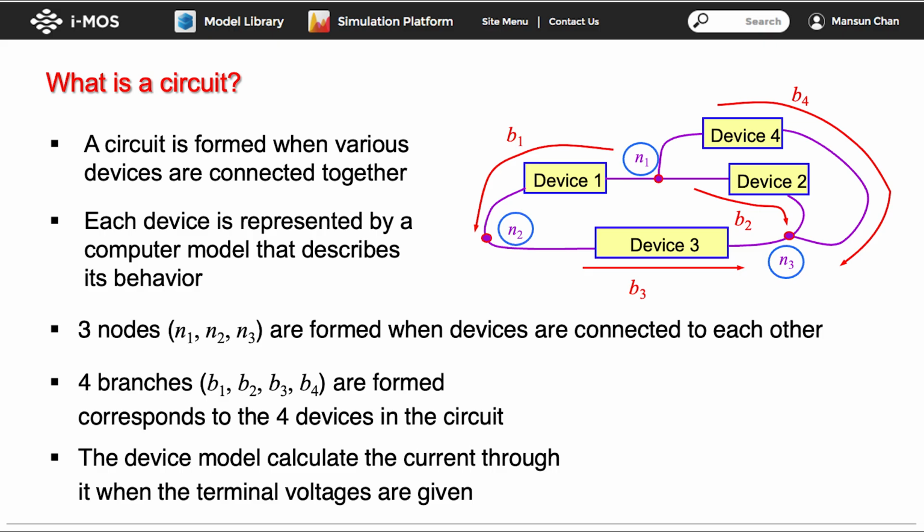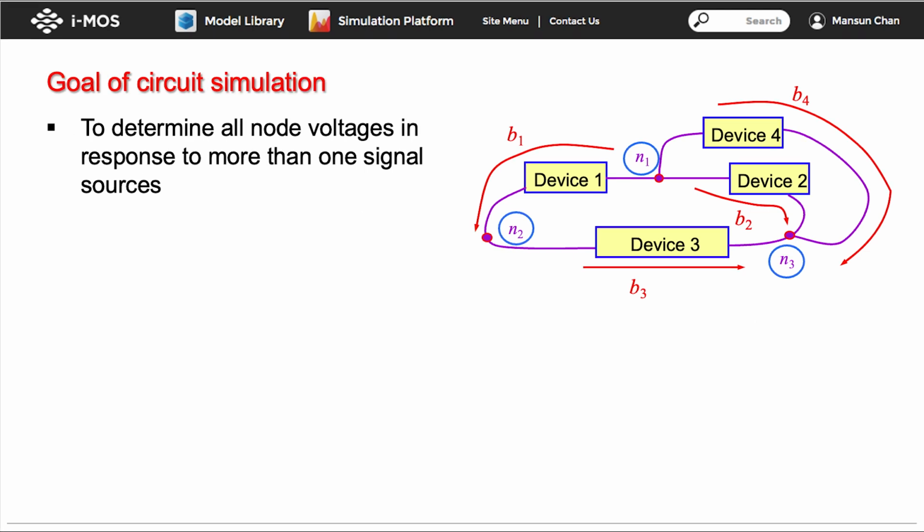Each device model calculates the current it will draw from the terminals to which it is connected based on the terminal voltages provided. For instance, if the device is a 100 ohm resistor, the magnitude of the current drawn from the positive terminal is positive V over 100, while the current drawn from the negative terminal is minus V over 100. In circuit simulation, our goal is to determine the node voltages in response to one or more signal sources.